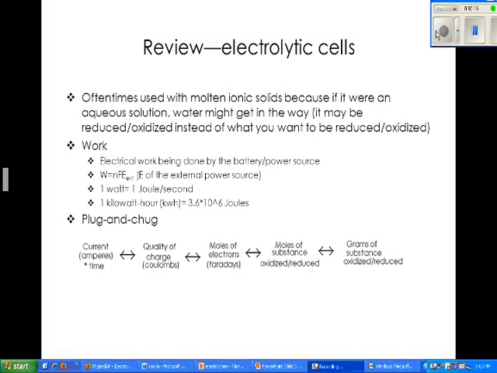And remember the Faraday constant is the same one given before, 96,485. Then you go to your moles of electrons, which is in Faradays. From there you take it onto your moles of your substance that is either being oxidized or reduced. And lastly, you take it to your grams of substance being oxidized or reduced. If they only ask for moles of your substance, obviously that's where you stop.